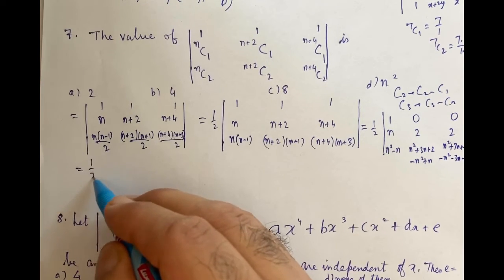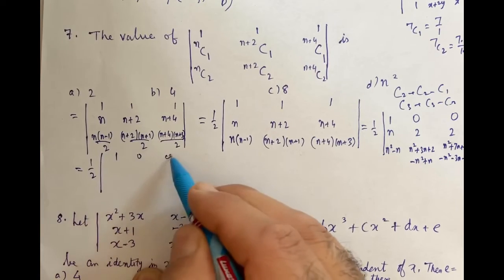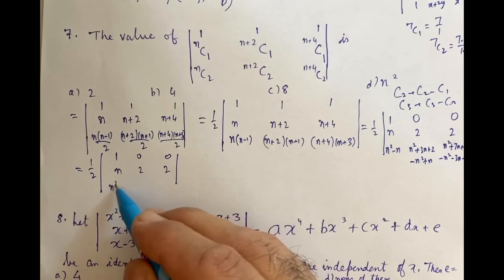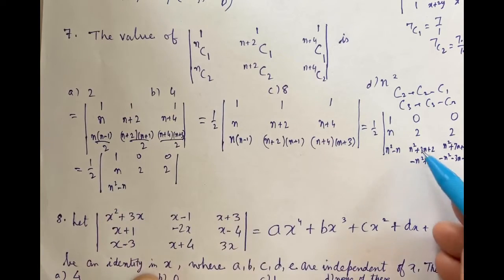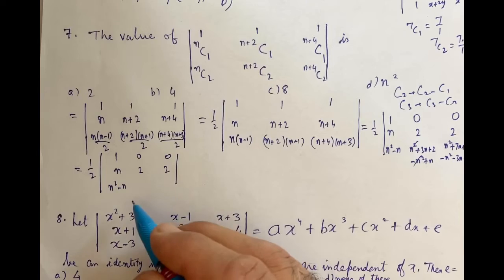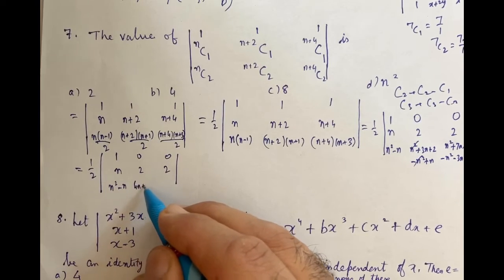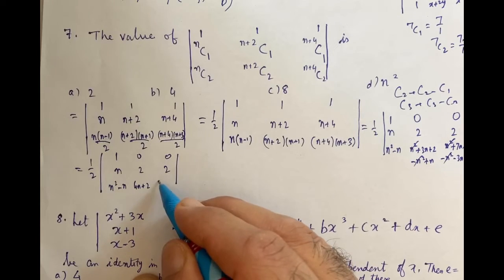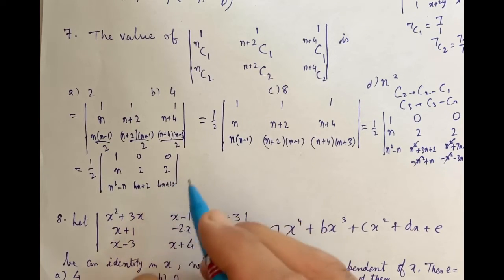This can further be written 1 by 2, 1 0 0. We have n, this is 2 and 2, n square minus n. Here n square will cancel out, this will be 4n plus 2, and here n square cancels out, this is 4n plus 10. This is 1 0 0.